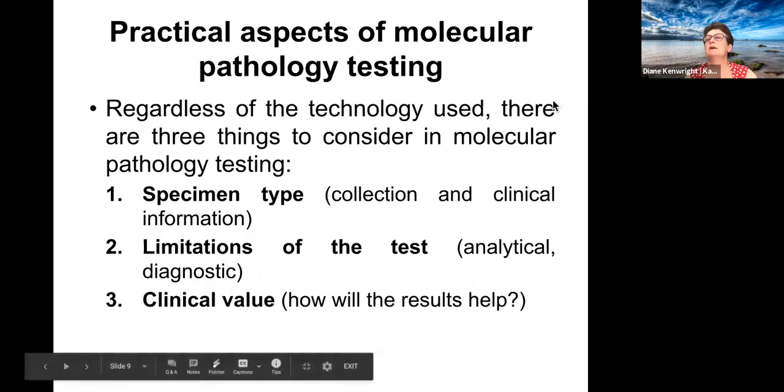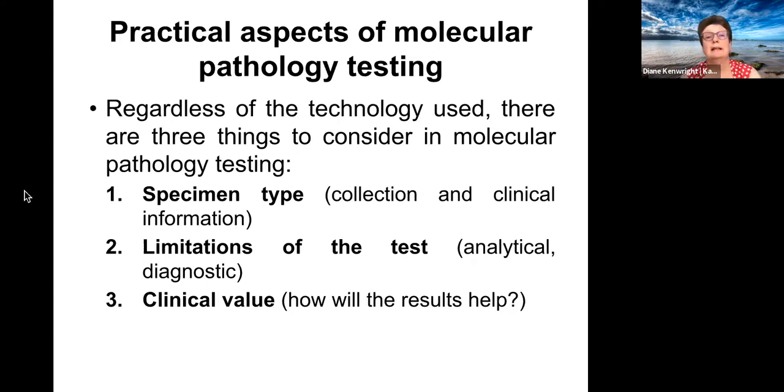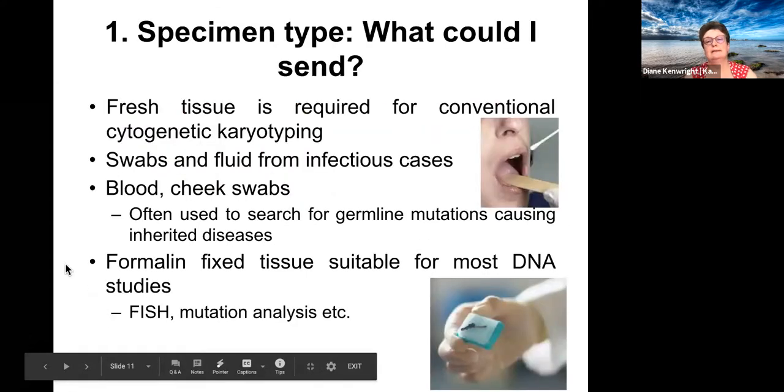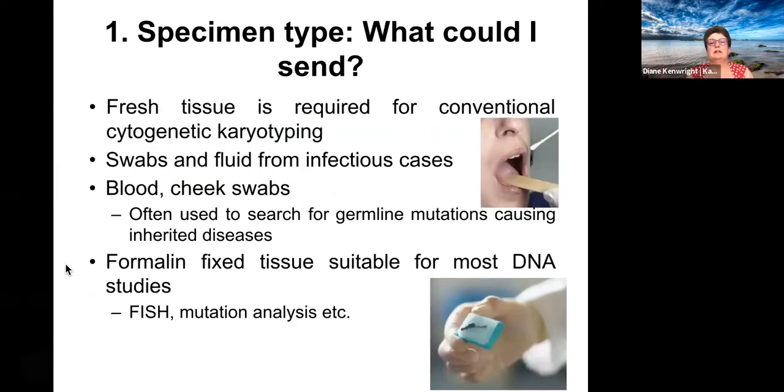So let's think about some principles here of sending things for pathology testing. It particularly also applies to molecular testing. So the specimen type, the limitations of the test, and the clinical value. Now, this might seem very easy, but it is very important. So, specimen type, right. So what specimen do you send?